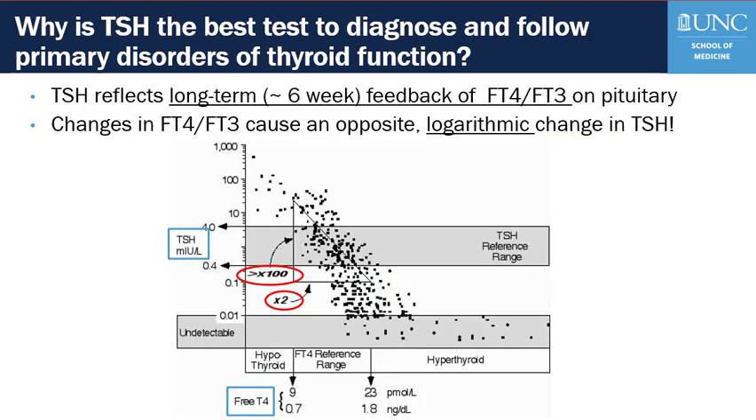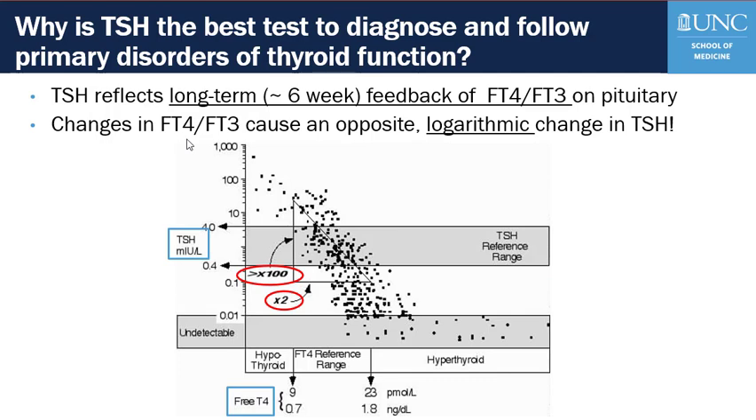And so endocrinologists and physicians tend to rely pretty heavily on TSH to diagnose and follow primary disorders of thyroid function. And this graph should help us understand why that is and why TSH is so critical to assessing thyroid function. So the first reason is that TSH reflects long-term feedback of thyroid hormones on the pituitary gland, showing what the thyroid levels have been doing for about the previous 6 weeks before measurement of TSH.